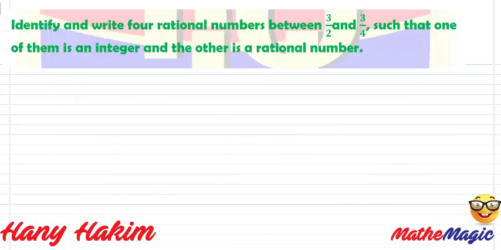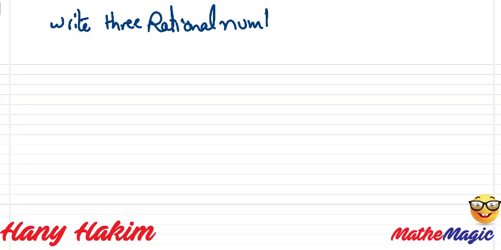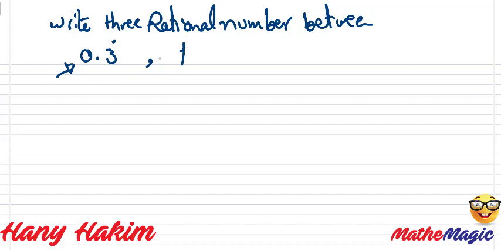تعالى كده نشوف حاجة تانية. لو انا جيت قلت لك write 3 rational numbers between 0.3 and this is called recurring decimal 0.3 and the number which is called something like 1.